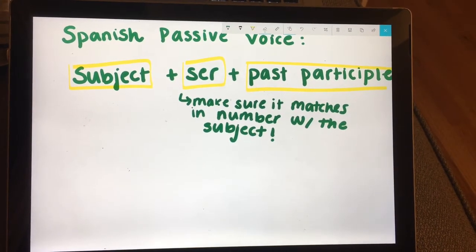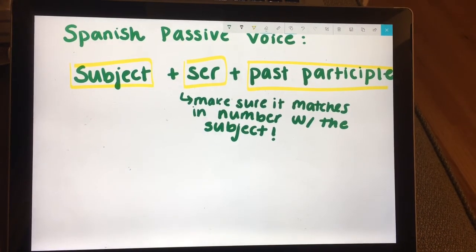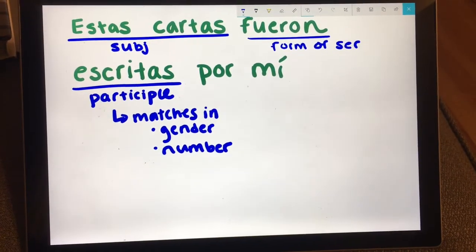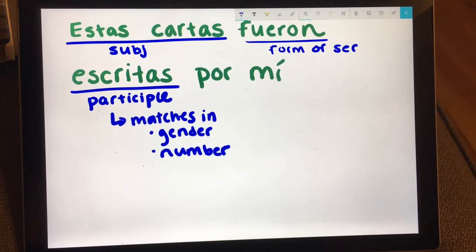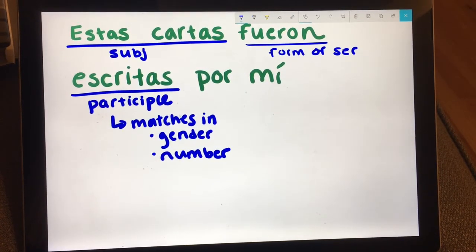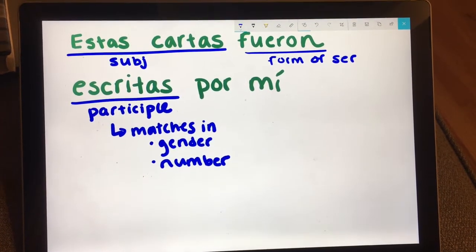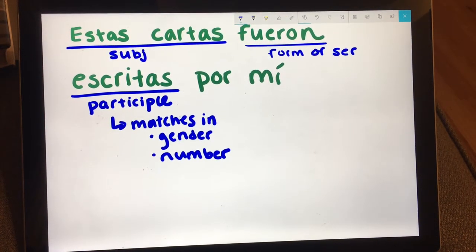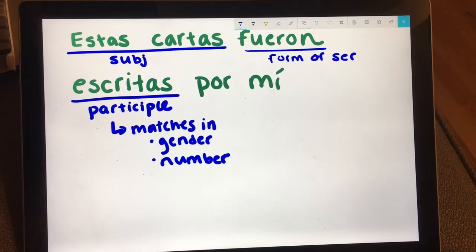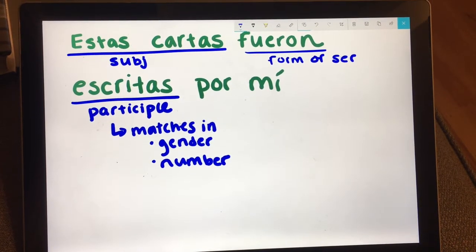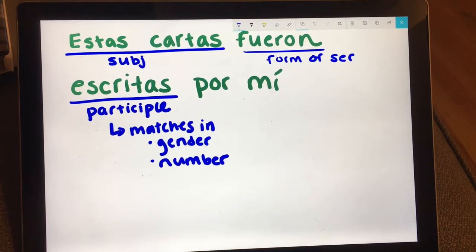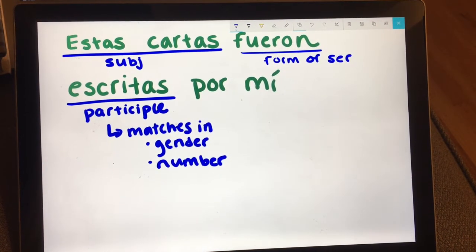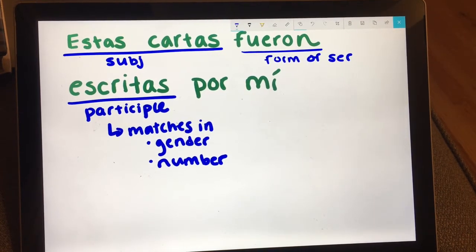So let's break this down even further with an example. All right, so let's look at the example here. Estas cartas fueron escritas por mí. And in English, these letters were written by me. So the first part, estas cartas, is the subject, these letters. Then we have the form of ser, fueron, and it's plural because we have multiple letters, right? And then the participle, which is escritas.